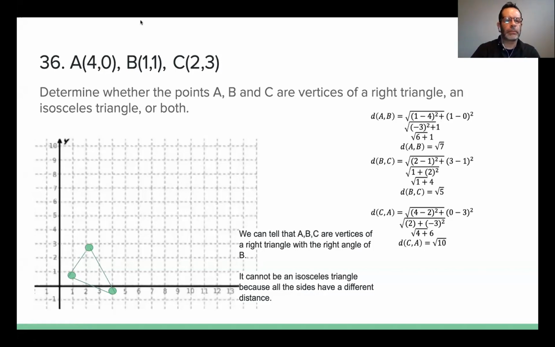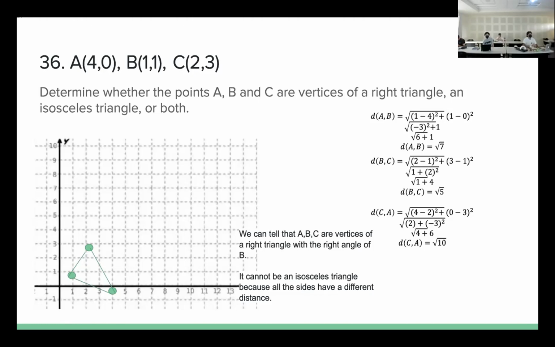Yes. First, we have the problem that is: determine whether the points A, B, and C are vertices of a right triangle or an isosceles triangle, or both. First, we look for the distance between the points. As we can see on the right, we look for the distance between A and B. First, we use the formula for distance. I don't remember it right now, and I forgot to put it in the presentation. But there is a procedure.